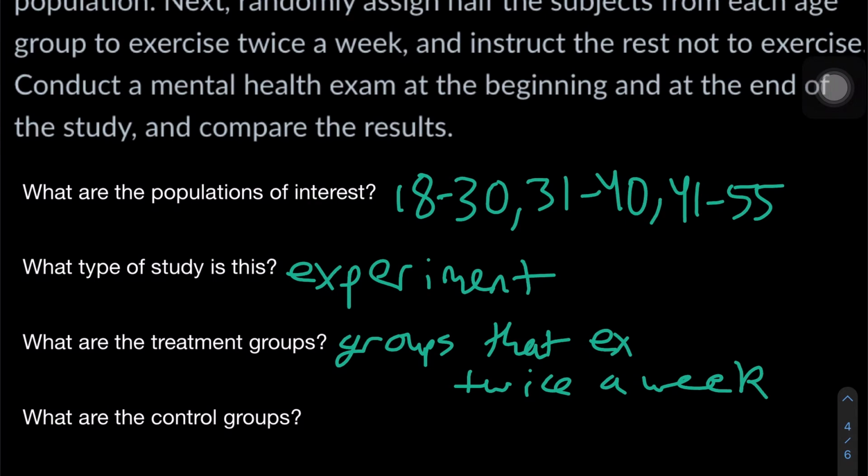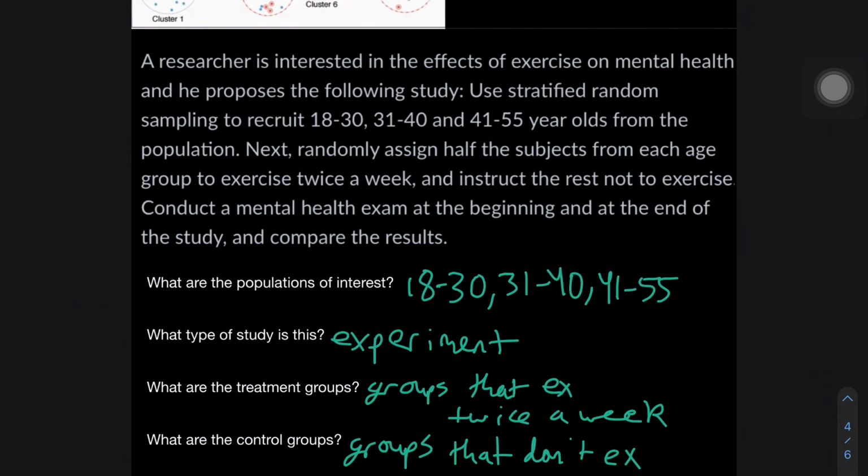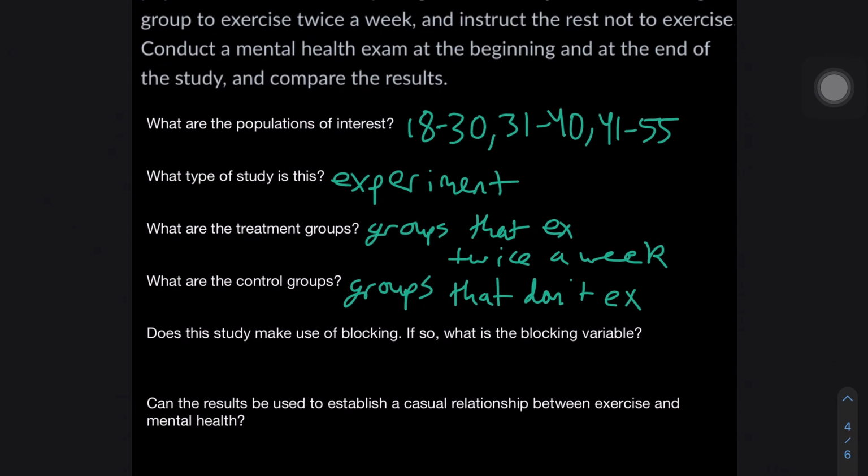Okay. And now the control groups, right? I'm sure you've heard control groups before. So groups that don't exercise, right? So it's the people that we're leaving and testing if it does or doesn't work, right? Because we're basically just saying, y'all stay the same, and then we'll change these other people and see if that makes a difference. So that's the control group.